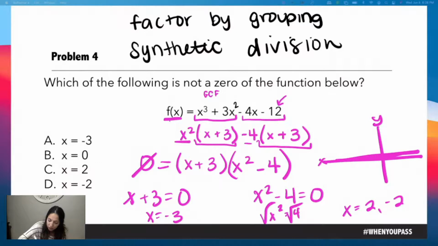So negative 3 is a zero. We're looking for the not. 2 and negative 2 are zeros. So 0 is the only non-zero.